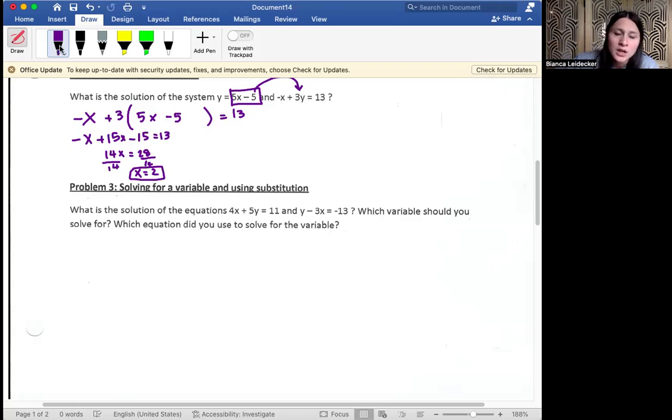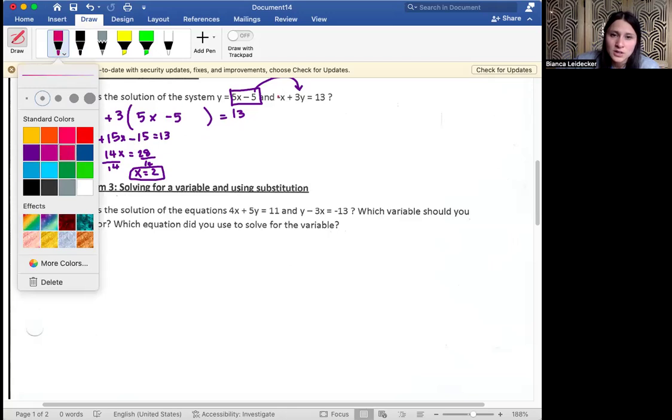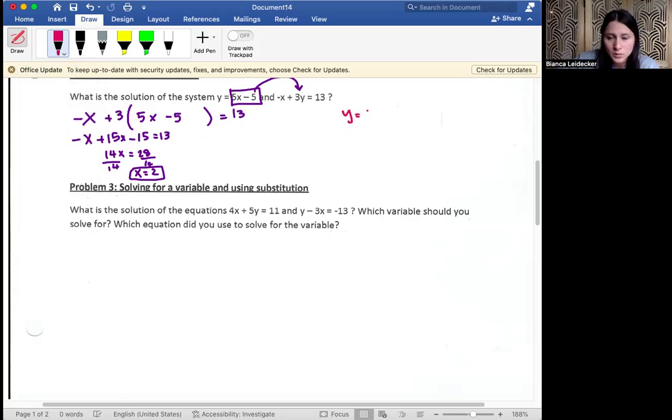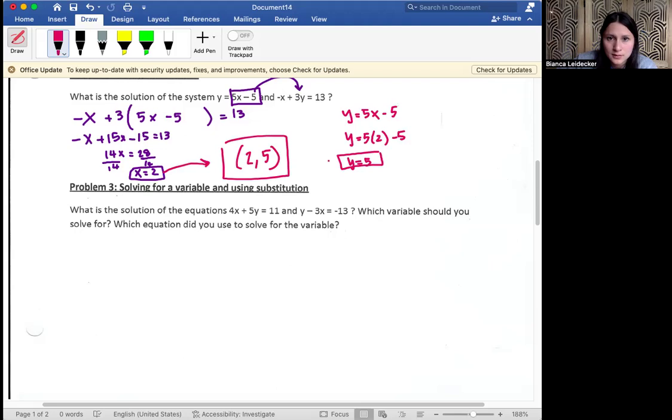Now the other work that I have to do is just replace x with 2 in one of my equations. I think I'm going to do the one where y equals 5x minus 5. I'm going to replace x with 2. Now I have 10 minus 5, which is just 5. So my solution is 2, 5. 2 from the x, 5 from the y.